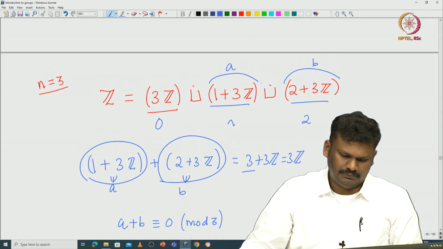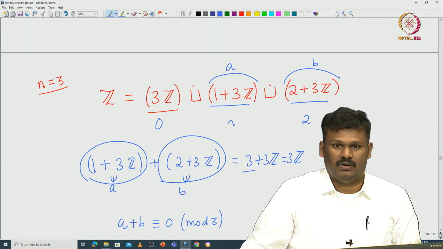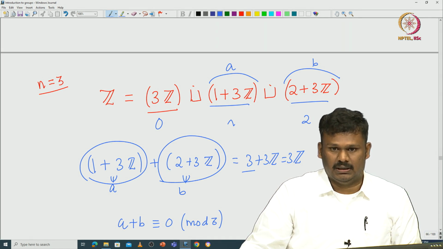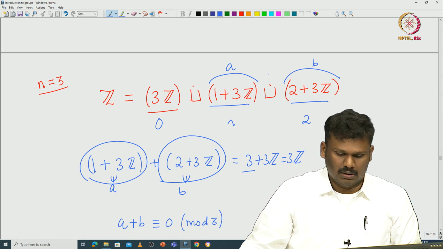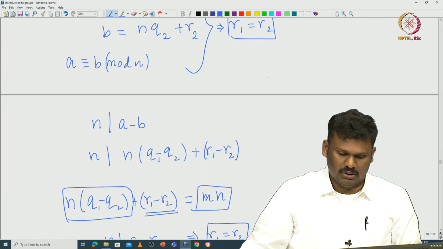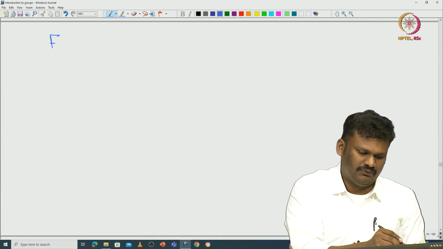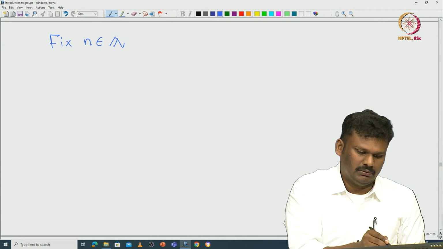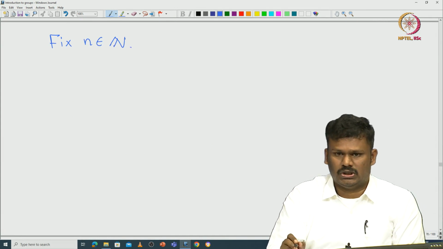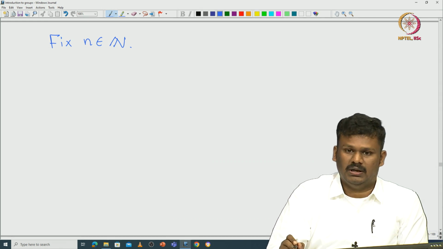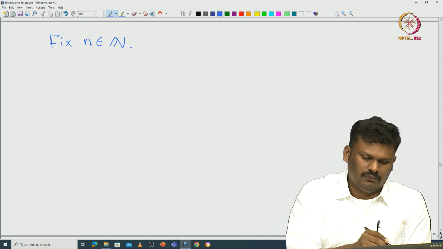So, now we go back to general n and start constructing the set that we wanted, and we will also define addition there, and then we will see how this addition helps us to understand addition modulo n. So, let us start with some fixed n in the natural numbers. We take it to be a natural number because we are talking about division. Now, we take the integers.